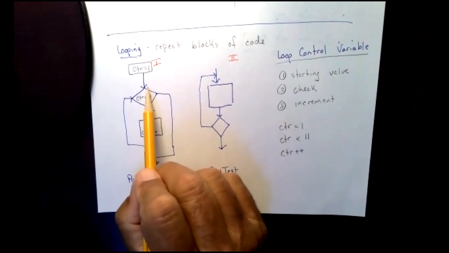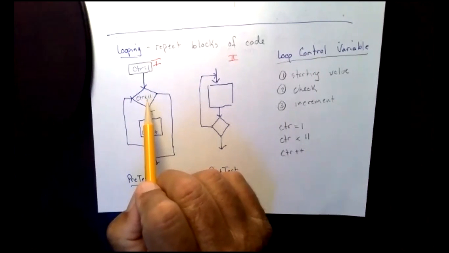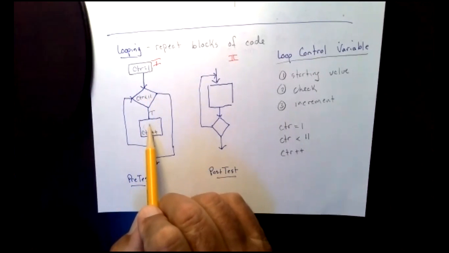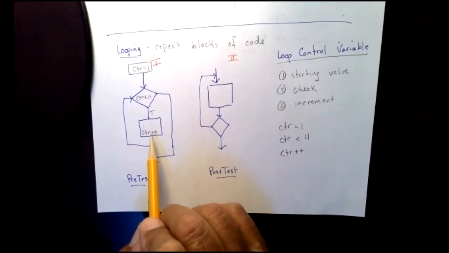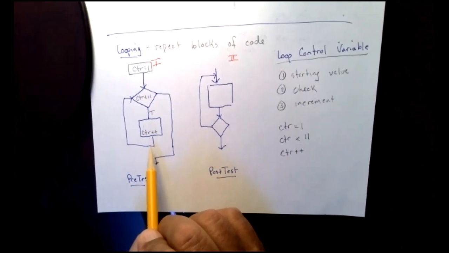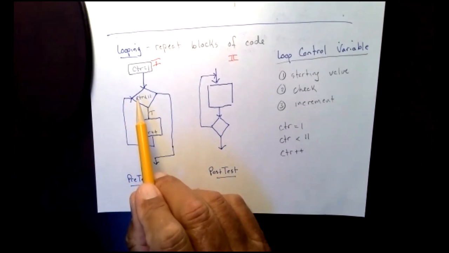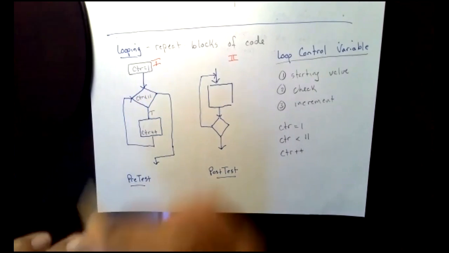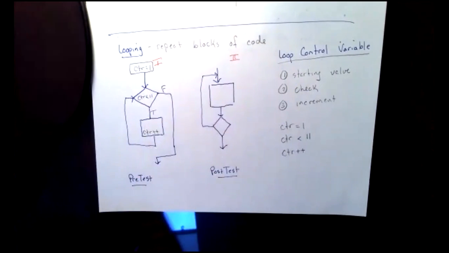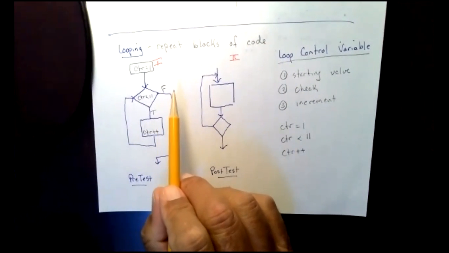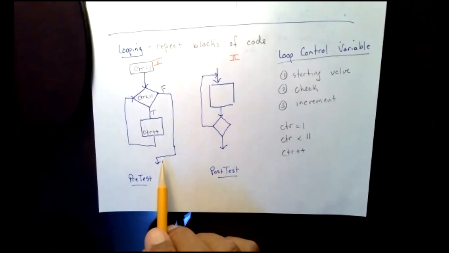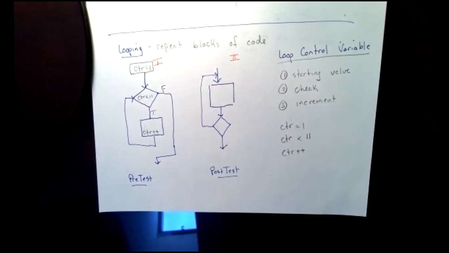So up above, counter is 1. I come into my decision diamond. If counter is less than 11 is true, I come in. I might do a couple of lines of code, but then I need to remember to increment, come out of that box, and loop all the way back up to my diamond. Now, if it's no longer less than 11, I'm going to take the false path, which is out the right, go down past all the loop work, and go to the bottom.